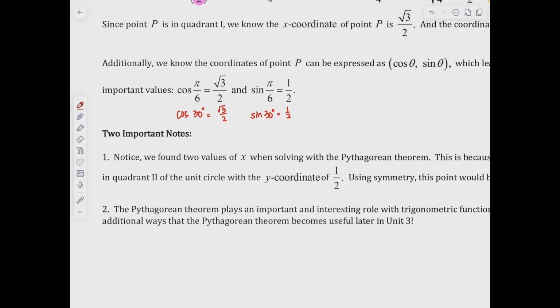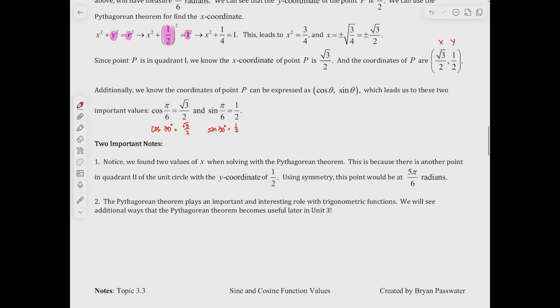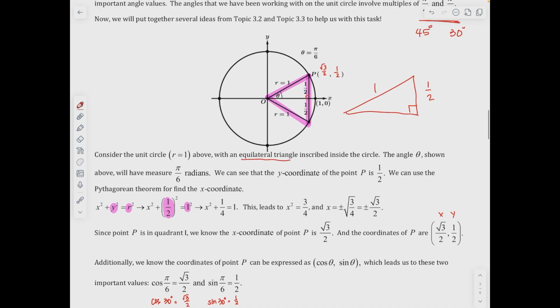Okay? And it says, notice that we found 2 values of x when solving with the Pythagorean theorem, the positive and the negative. This is because there is another point in quadrant 2 of the unit circle where the y coordinate is 1/2. Using this symmetry, this point would be at 5 pi over 6 radians. So we're talking about this side over here, and then creating that second triangle like that. That's where the x value is negative, but the y value is still a positive 1/2.